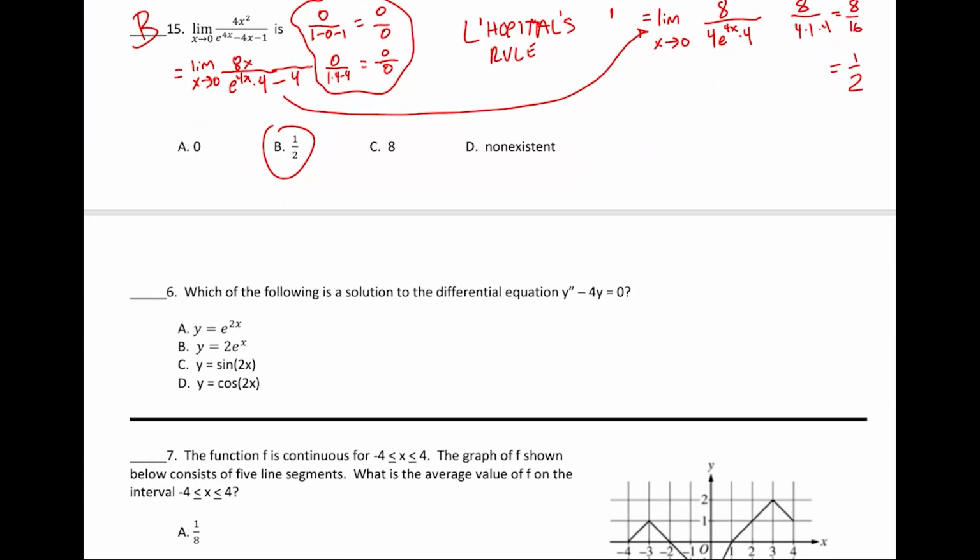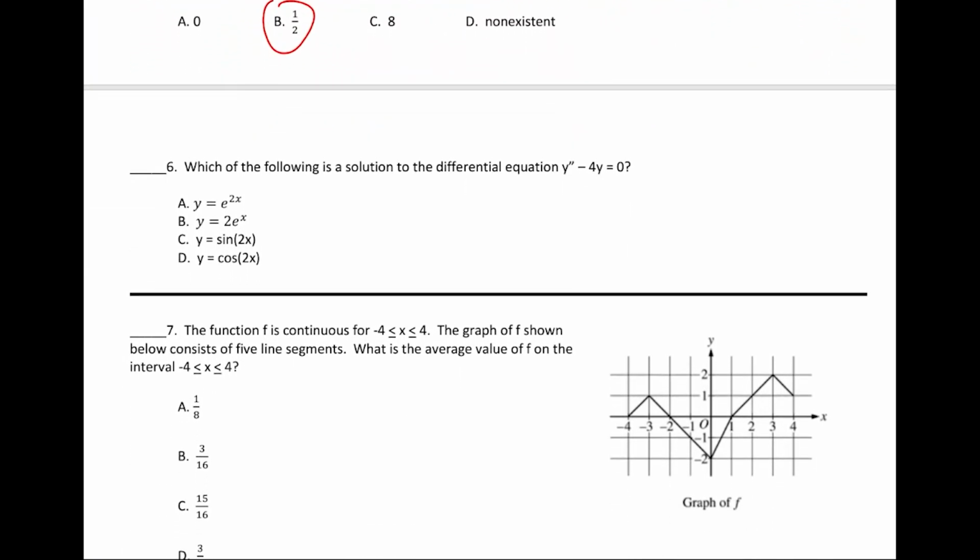All right, moving on to 16, which somehow is 6. It says, which of the following is a solution to the differential equation? So we're basically just trying to solve for y here. But honestly, I think the easiest way to solve this one is just to check each answer choice and see which one works.